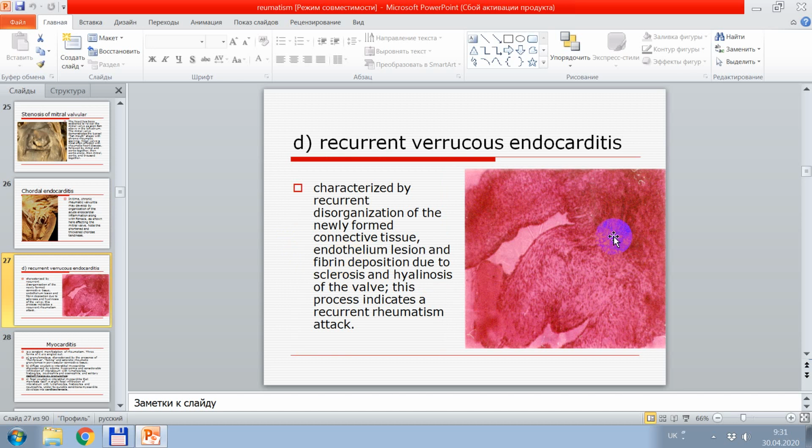This picture shows histological signs of recurrent varicose endocarditis. It is characterized by recurrent disorganization of the newly formed connective tissue, endothelium lesion, and fibrin deposition due to sclerosis and hyalinosis of the valve. This process indicates a recurrent rheumatism attack.